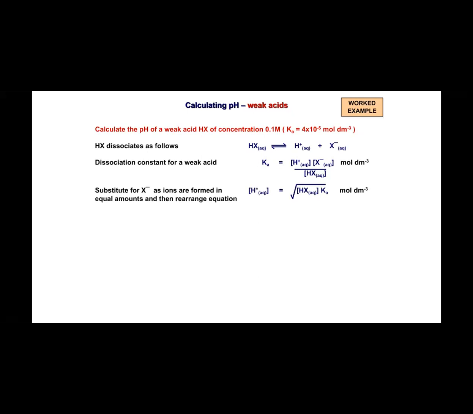Okay, both are weak acid representations only. As you know, the dissociation constant for a weak acid is given by what? Ka is equal to the concentration of H plus and X minus divided by the concentration of weak acid, that is HX. Then substitute for X minus, as the ions form in equal amounts.